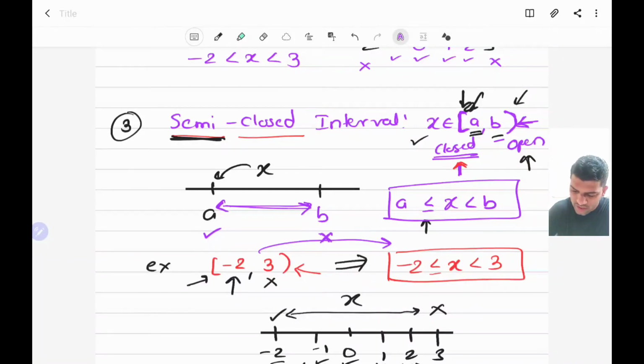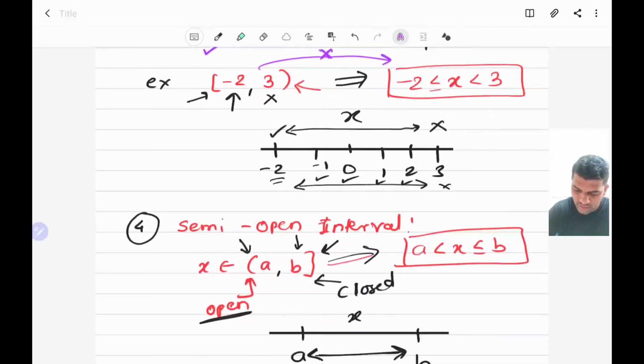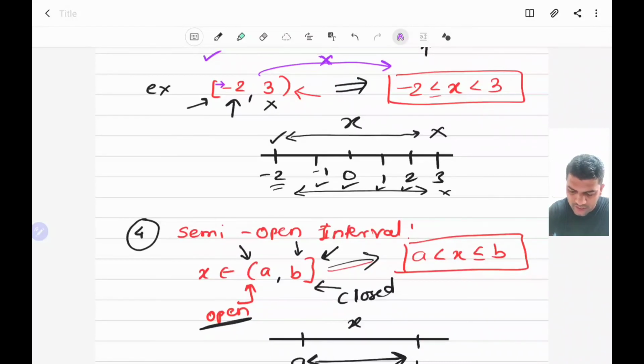So this is called a semi-closed interval. With this example you can understand it very easily. This is a semi-closed interval, -2 to 3, where we can consider -2, but you have to neglect this 3, and all in-between values are allowed in all the intervals. So this is the way of presenting it: -2 is less than or equal to x less than 3.